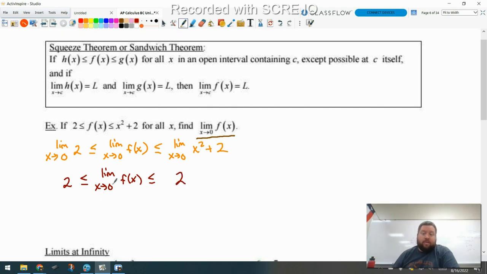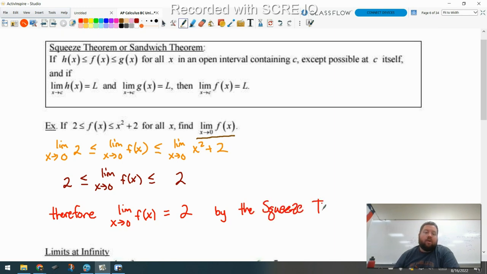And so the limit in the middle is greater than or equal to 2. It's also less than or equal to 2, so there's only one possibility. All right, so that's it. Therefore, the limit as x approaches 0 of f of x is equal to 2. And then I'm going to put by the squeeze theorem.